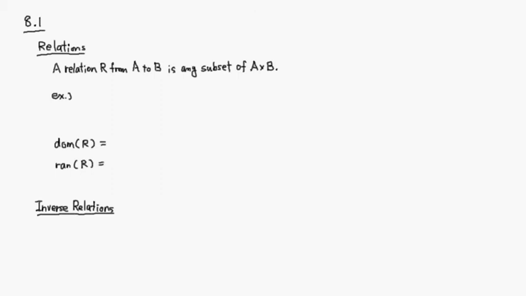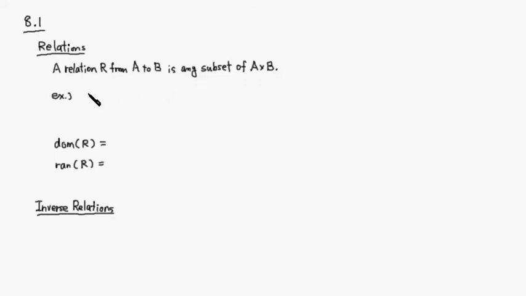Okay, let's look at section 8.1. This section talks about the relations. Alright, so let's look at the definition. We say a relation R from set A to set B is any subset of A cross B.